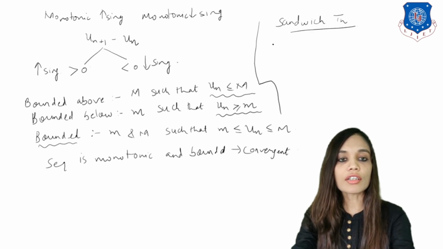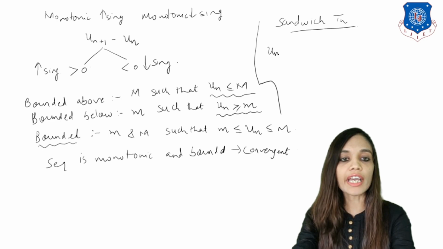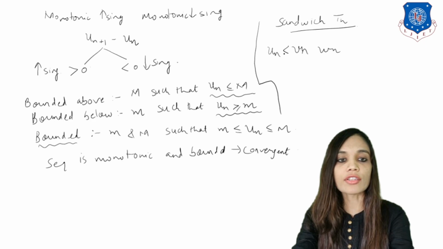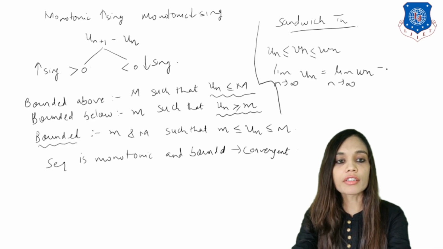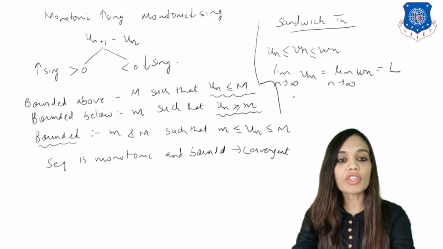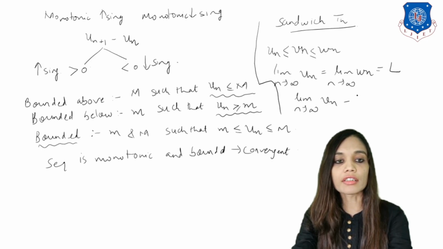If we have three sequences un, vn and wn such that un less or equal to vn less or equal to wn, and if limit n tends to infinity un is equal to limit n tends to infinity wn is equal to L, then what we can say? Limit n tends to infinity vn is equal to L, right?